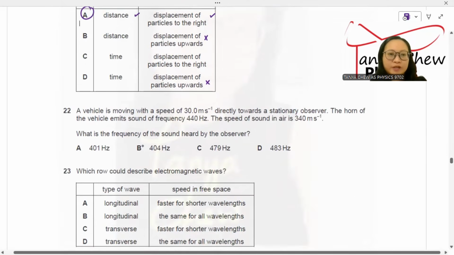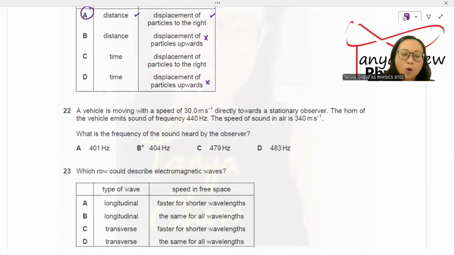Now, number 22, a vehicle moving with a speed of 30 meters per second directly towards a stationary observer. The horn of the vehicle emits sound of frequency 440 Hz. The speed of sound in air is 340 meters per second. What is the frequency of the sound heard by the observer?